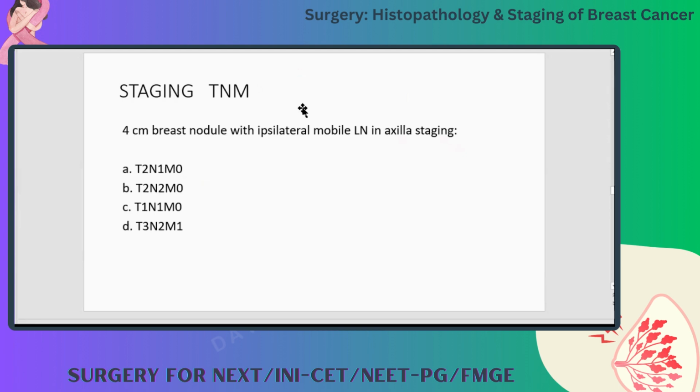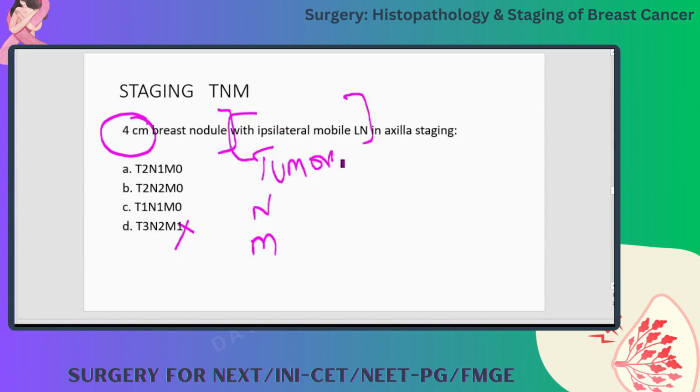Stage, it's the second stage because it's 4 centimeters. Then it has gone to the lateral mobile lymph node in axillary staging. So it's mobile, so no metastasis, basically. So it's N1 because it's mobile, and M0, no metastasis. So option A should be there.